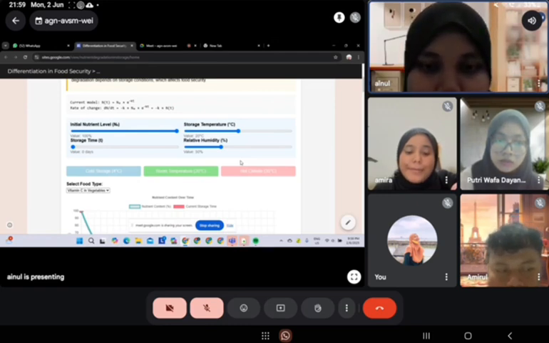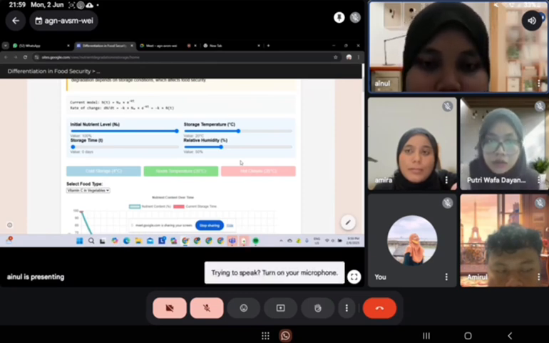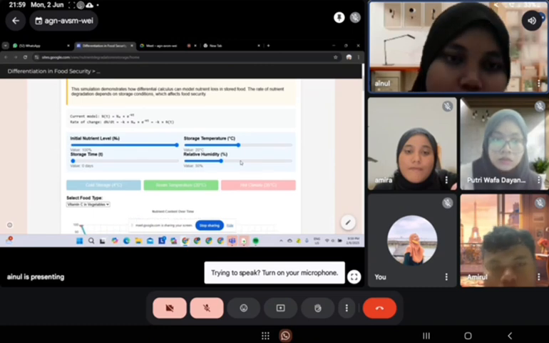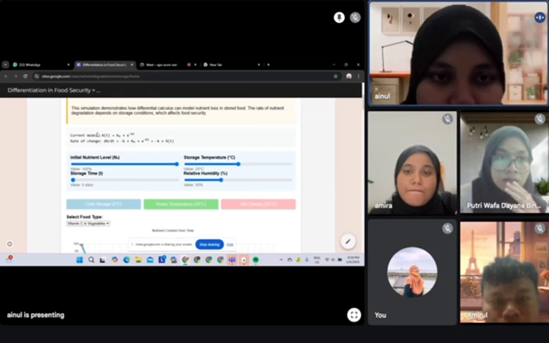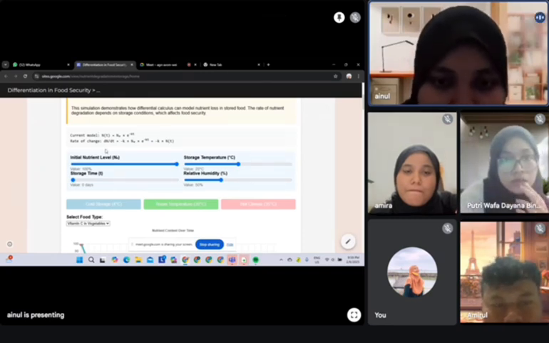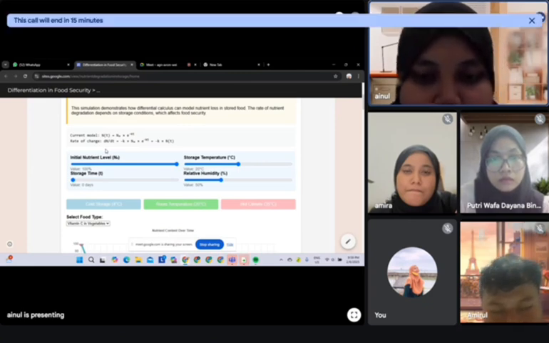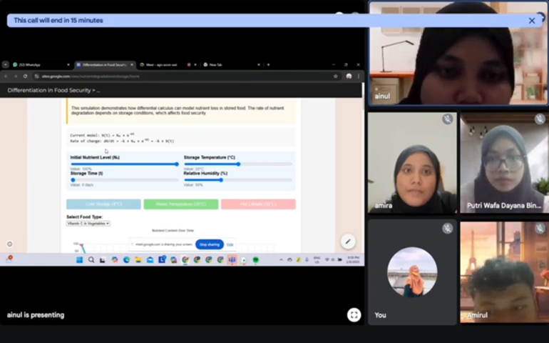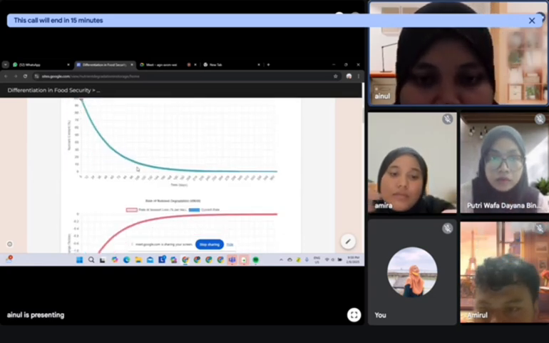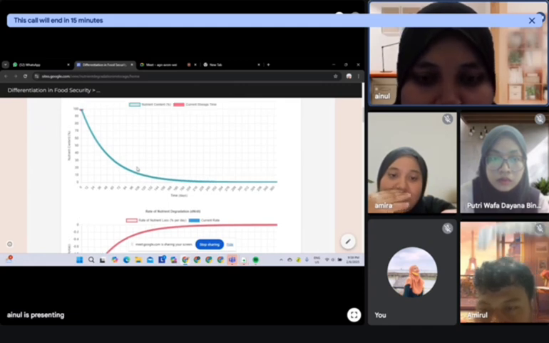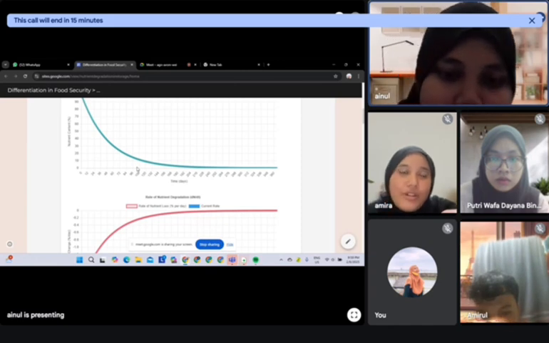So we want to create a website that helps explain why nutrients degrade and how math can help us model and predict this. So in the math model section, we use this formula. This equation tells us the amount of nutrient. When we differentiate this equation, we get this. This shows how fast the nutrient decreases over time. Differentiation helps us find the rate of change and is very useful in food science.